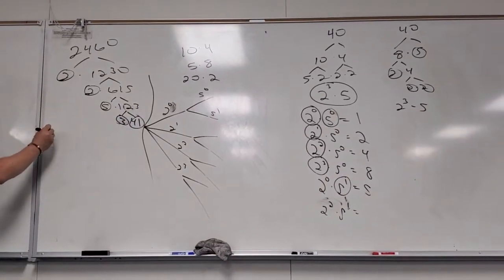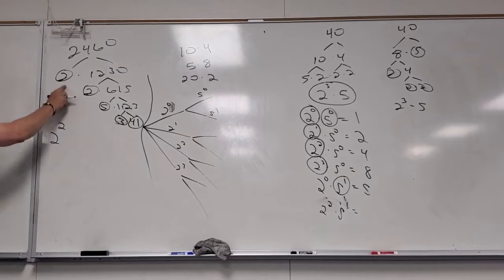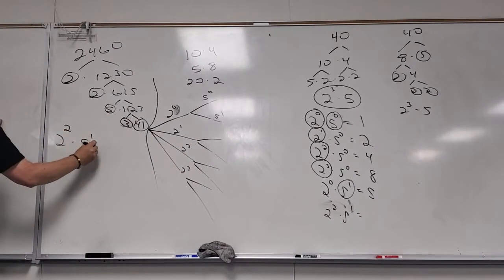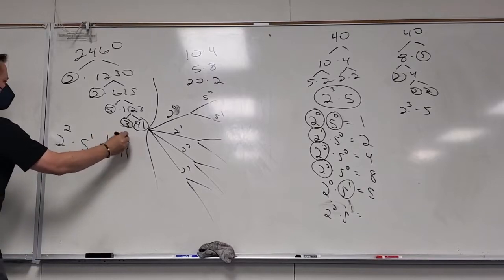Let's see. I got 2 squared, right? 2 squared times 5 to the first, times 3 to the first, times 41 to the first. Question.